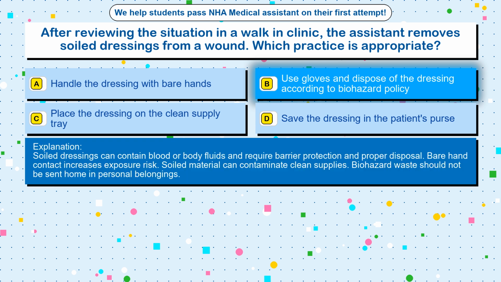Soiled dressings can contain blood or body fluids and require barrier protection and proper disposal. Bare hand contact increases exposure risk. Soiled material can contaminate clean supplies. Biohazard waste should not be sent home in personal belongings.